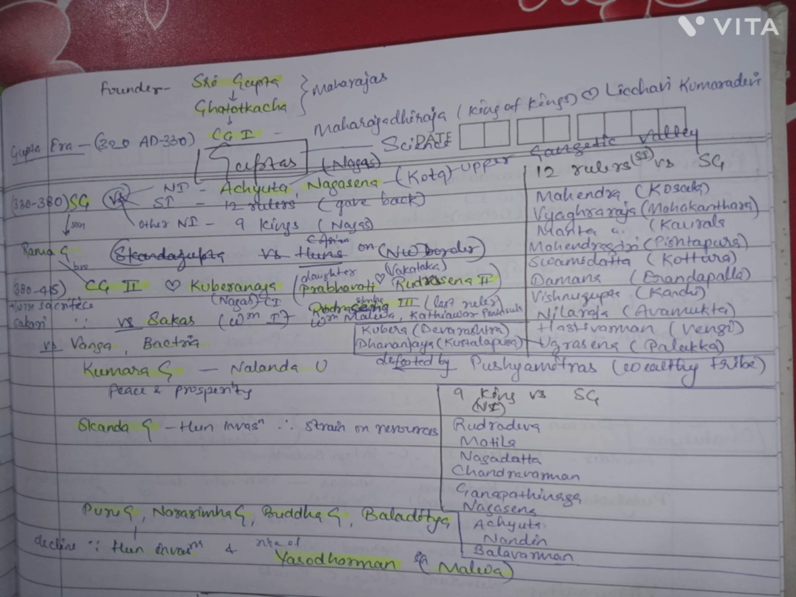Samudragupta's policy in South India was different. He did not destroy and annex those kingdoms. Instead, he defeated the rulers but gave them back their kingdoms. He only insisted on them to acknowledge his suzerainty.